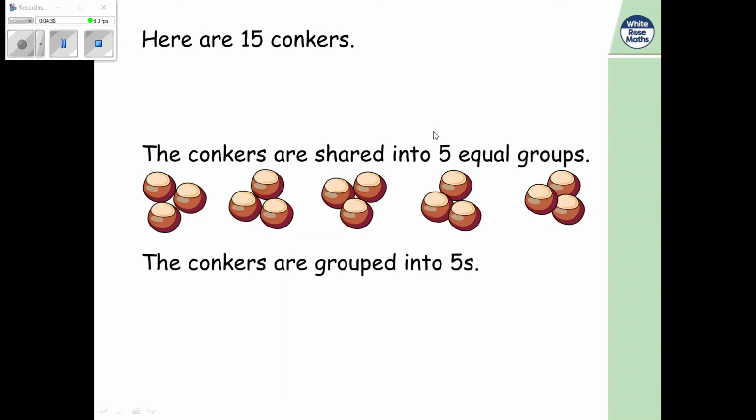shared into 5 groups equals 1, 2, 3. Let's just check the rest have got 3 as well. 1, 2, 3, 1, 2, 3, 1, 2, 3, 1, 2, 3.